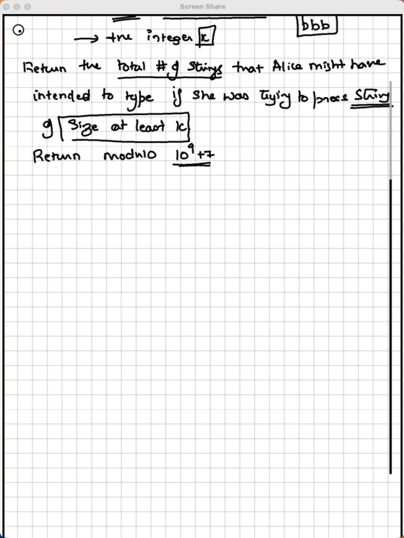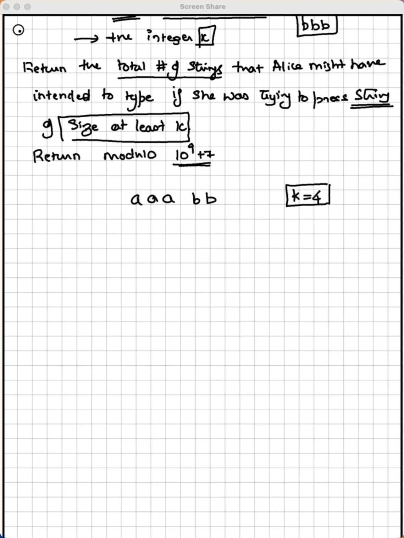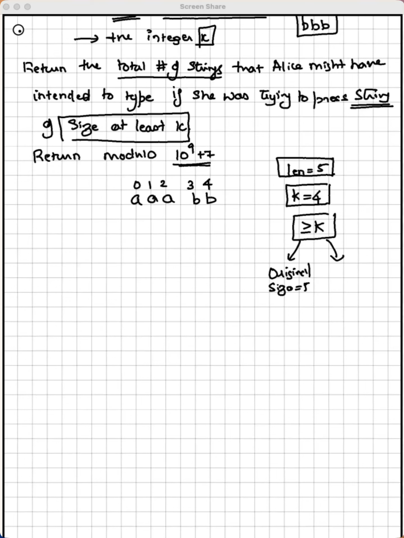Okay, so let's recap this problem a little bit. Let's say my input string is AAABB, and let's say Alice intended to type a string of size k, which in this example is 4, or greater than 4. So the length is equal to 5. Now there are two possibilities for sizes greater than or equal to k. One is the original string as it is, which is of size 5. The other possibility is to have size 4. That's about it, because we want greater than or equal to 4, so you get 4 or upward.